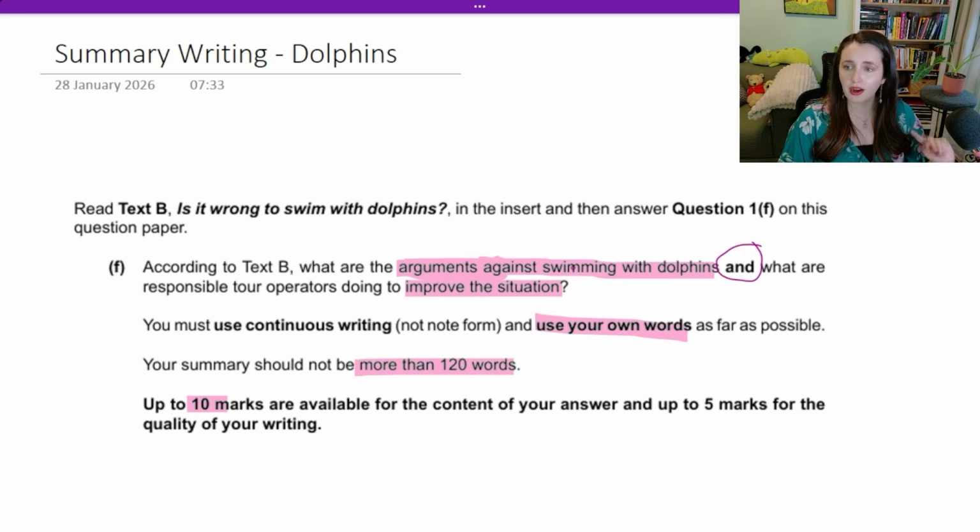Now, firstly, this is what we're looking out for. This question has got 2 parts. They might not always. Sometimes it's got 1 part, sometimes it's got 2. This one's got 2.